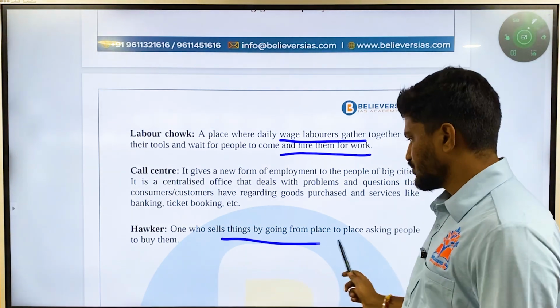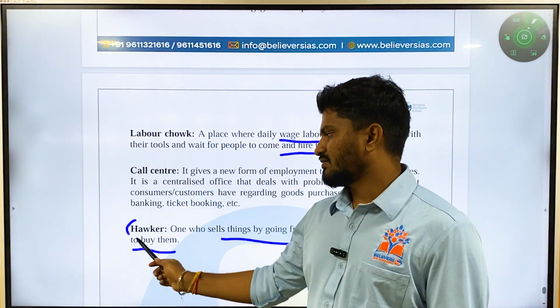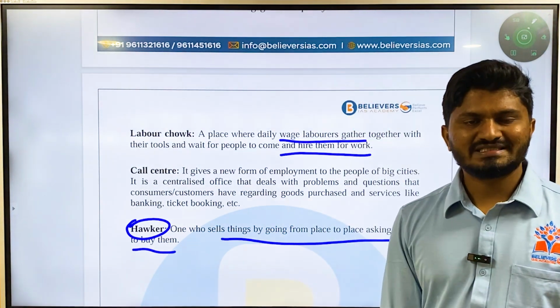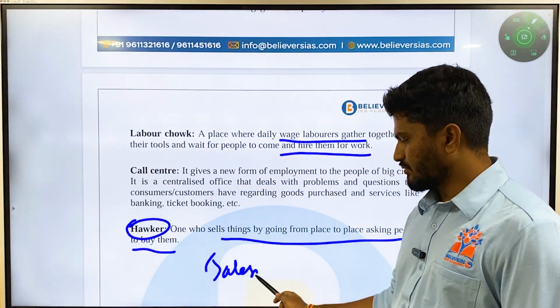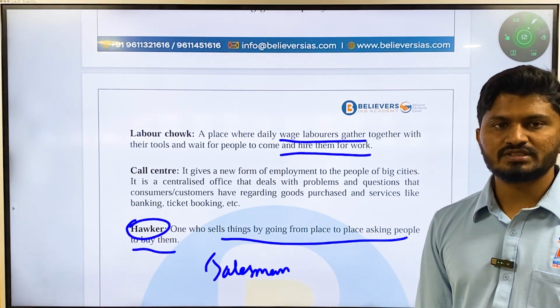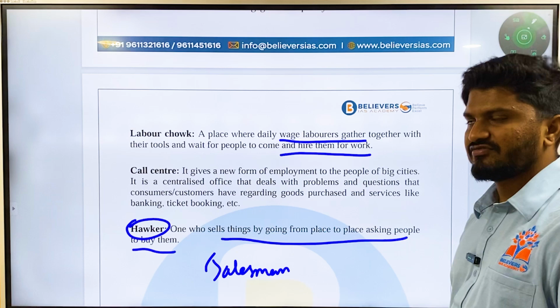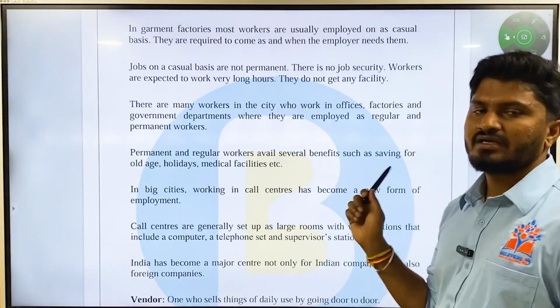A hawker is the one who sells things by going from place to place asking people to buy them. This is like the salesmen you would have seen. Normally salesmen do these things. They go from house to house. They ask people to buy books or any kind of goods. So this is how different types of employers are there.